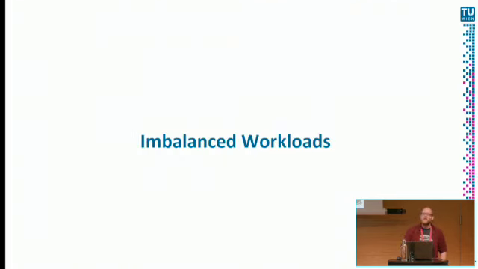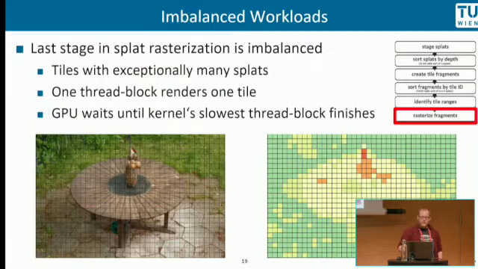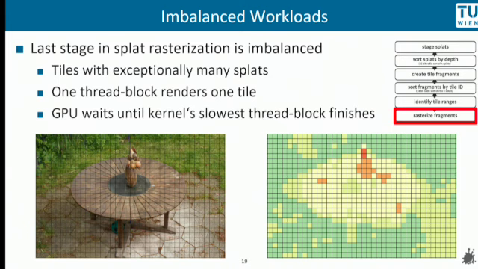Another thing we've taken a look at is imbalanced workloads. Because you have the splat rasterization pipeline, the last step is the actual rasterization, where we blend the splats together from front to back for each of the tiles. And the problem here is that some of the tiles have much, much more splats than other ones. And we only launch one thread block per tile. So some of these thread blocks have much, much work to do. And the GPU has to wait until the slowest running thread block is finished.